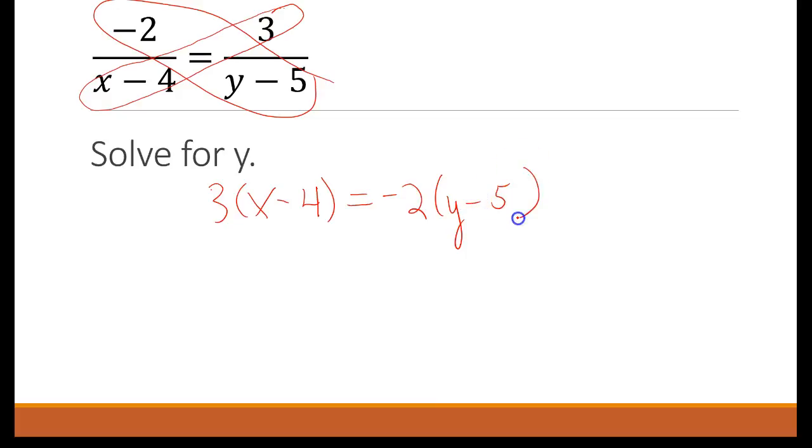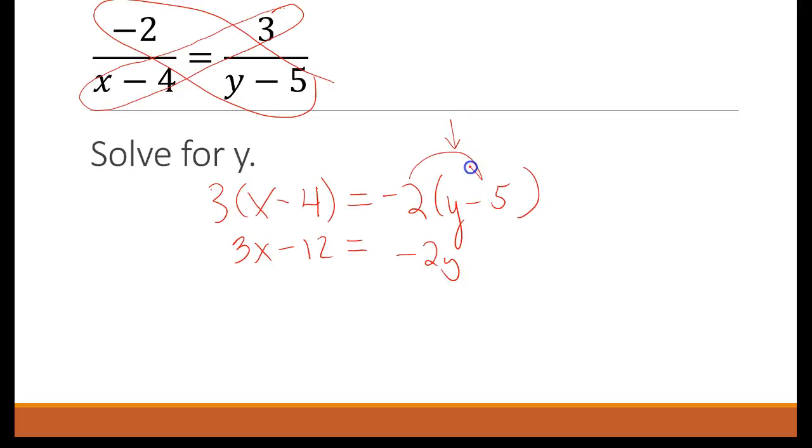So automatically, just from that small trick there, wow, I don't have a denominator. My y and my x are both in the numerator, all right? So in order to get y by itself, identify where y is. Y is over here, but let's distribute first to make this a little easier. So that's 3x minus 12 equals negative 2y.